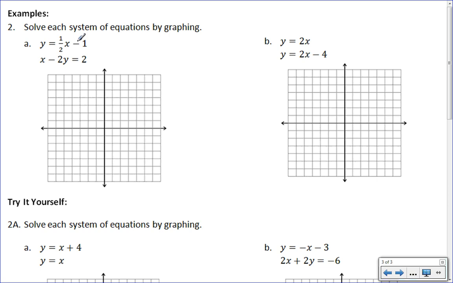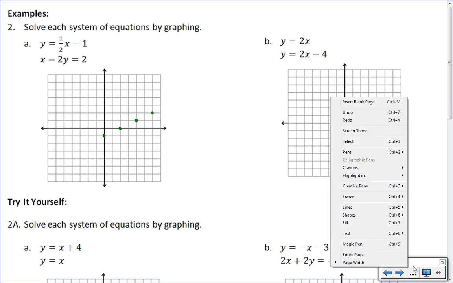So this has a y-intercept of -1. There's that. And then the slope is 1/2. So remember, rise over run. So rise 1, run 2. So up 1, and then to the right 2. Up 1, to the right 2. Remember, do a few points so that your line is nice and straight.